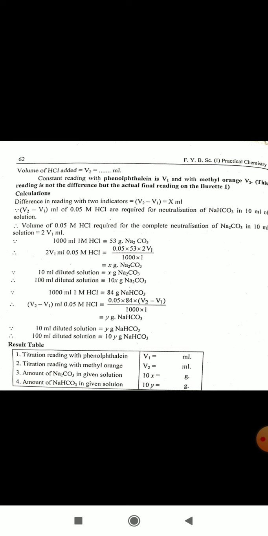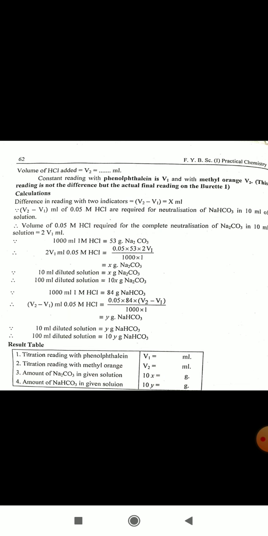1000 ml of 1 molar HCl is equal to 84 gram of NaHCO3. The calculation is the same as for Na2CO3: (V2 minus V1) ml of 0.05 molar HCl is equal to 0.05 × 84 × (V2 − V1) / (1000 × 1). This is y gram of NaHCO3 in 10 ml of diluted solution, so multiply by 10 to get 10y.